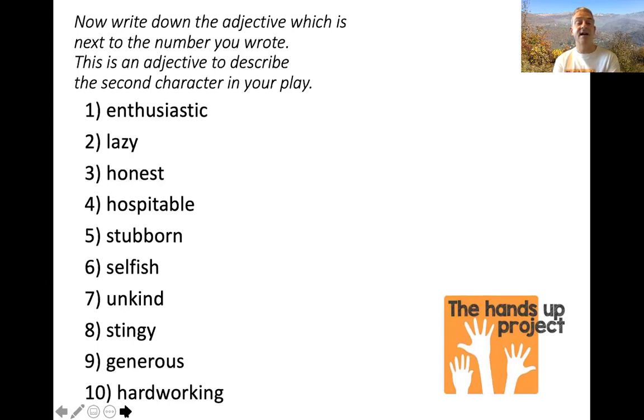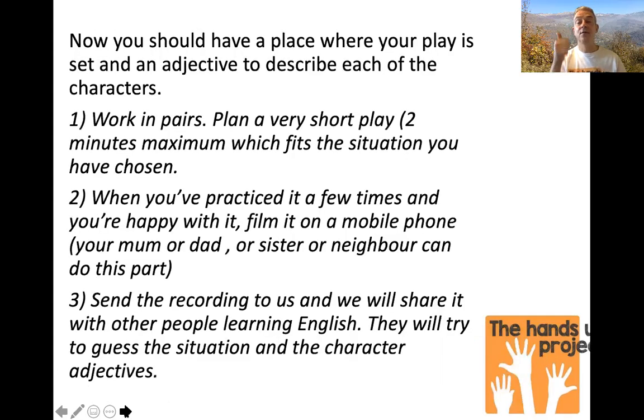So if you wrote down number 9, then the second character in your play is going to behave in a very generous way. If you wrote down number 2, the second character in your play is going to behave in a very lazy way. Okay, great. Now, once you've got that, you've got a place and you've got 2 adjectives to describe the 2 characters.